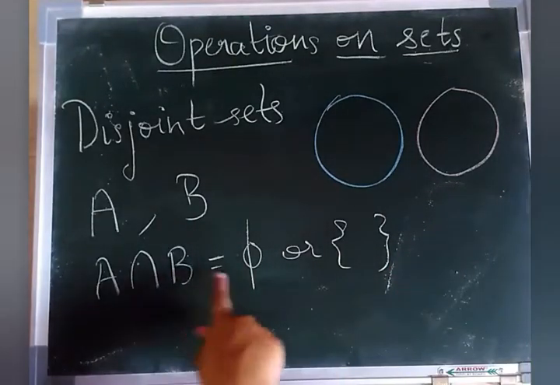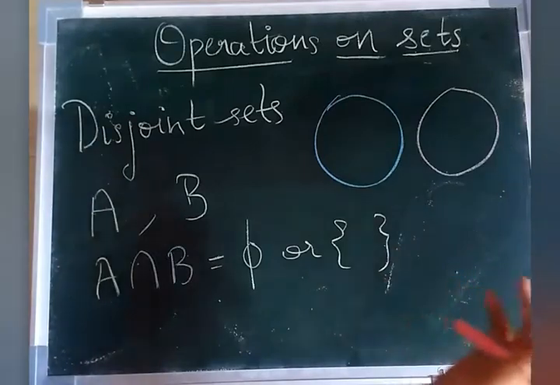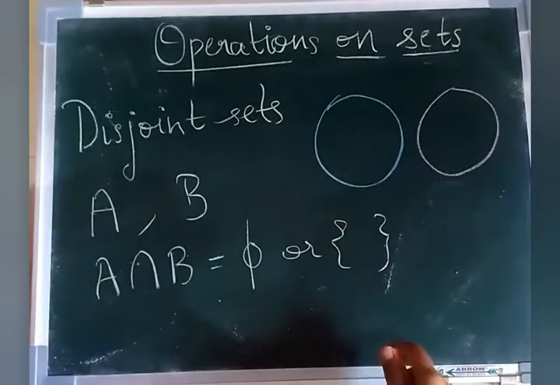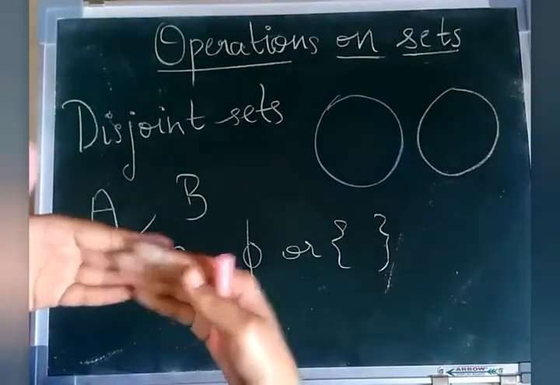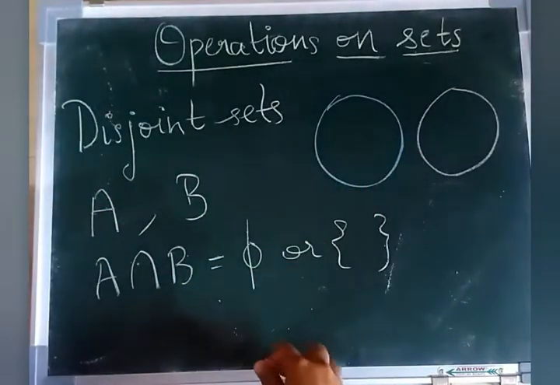So when the intersection is a null set, or we don't have any common elements in both the sets, then we call those sets disjoint. And in a Venn diagram, they will be two different circles without overlapping or coinciding, even in a small portion or a larger portion. So this is the term used to call the sets with intersection null set: disjoint sets.